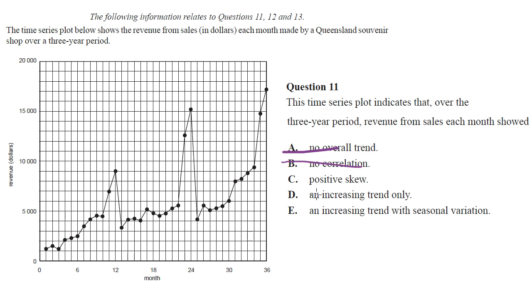A positive skew. Well, that would be if the numbers were all bunched up towards the negative. So it's definitely not that. And we don't really talk about skewness with time series plots anyway. So it's not that one.